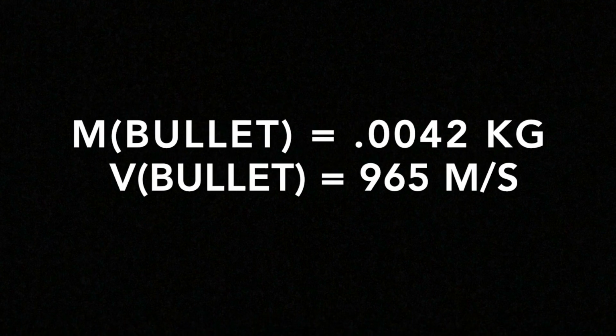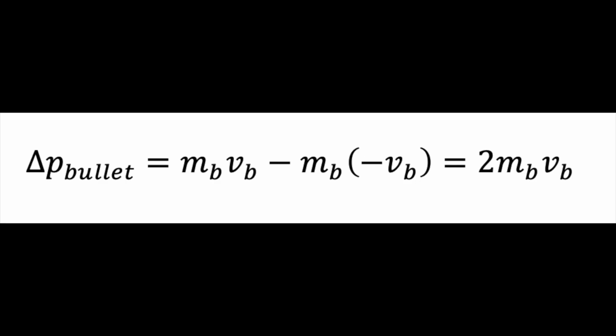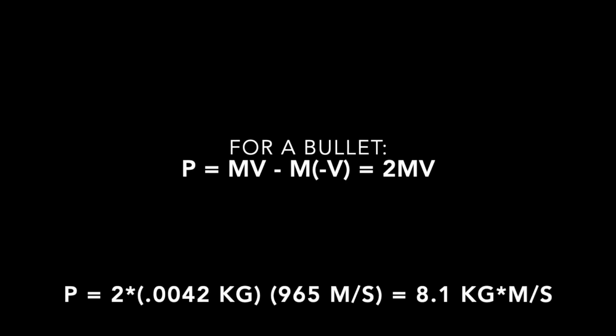With that, I can find the change in momentum in one dimension. The bullet is initially moving in the negative direction with a negative velocity. When I find the difference, the negative of a negative is a positive, and the change in momentum is twice the initial momentum. Inserting the values for the mass and speed, I get a momentum change of 8.1 kilogram meters per second.